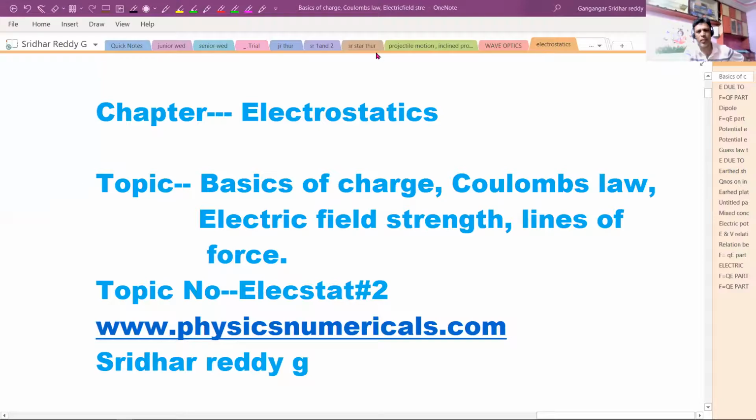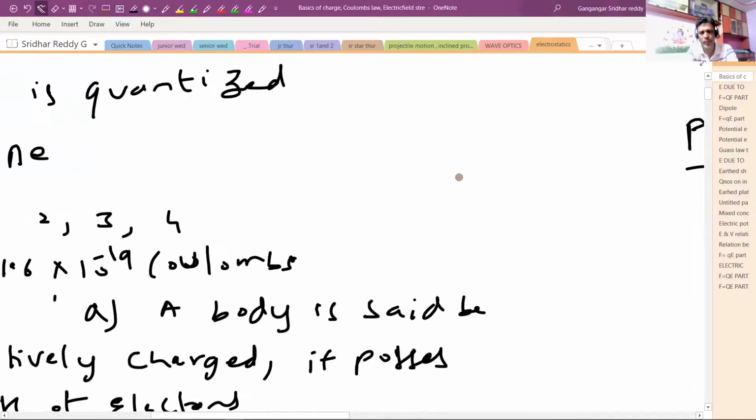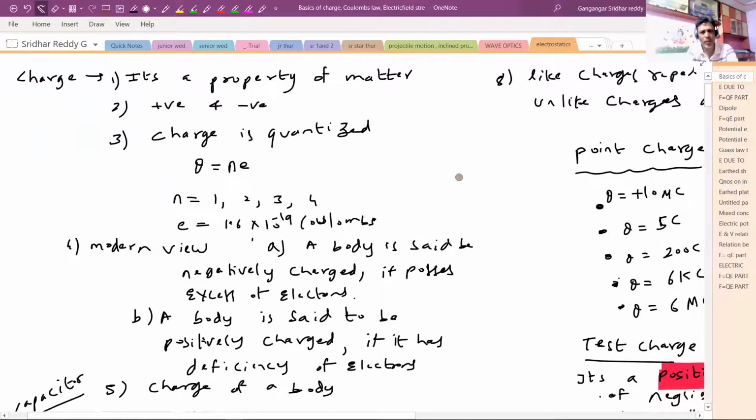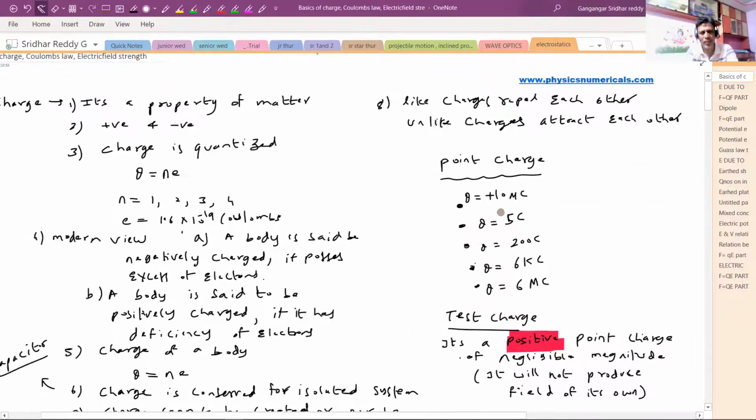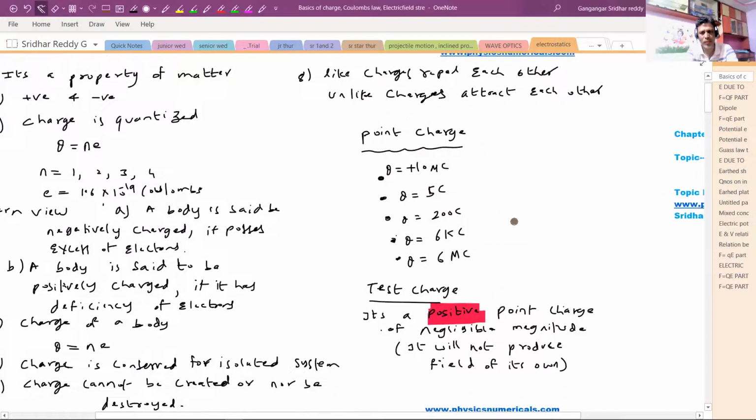Okay, let me take you to the screen. Now the chapter name is electrostatics. Then basics of charge, Coulomb's law, electric field and lines of force. Let me adjust the screen. Already pre-written content is there, because I have this already, I can save a lot of time by avoiding scribbling.